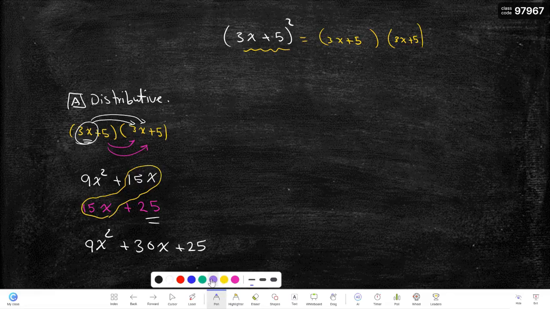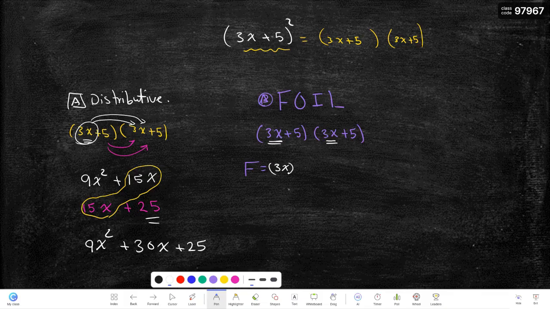So what about the second method? The second method would be the FOIL method. Okay, so let's start to use the FOIL method. I need to find the product of 3x plus 5 multiplied by 3x plus 5. First, I need to multiply the first two terms together. What are the first two terms? It's 3x times 3x, which is equal to 9x squared.